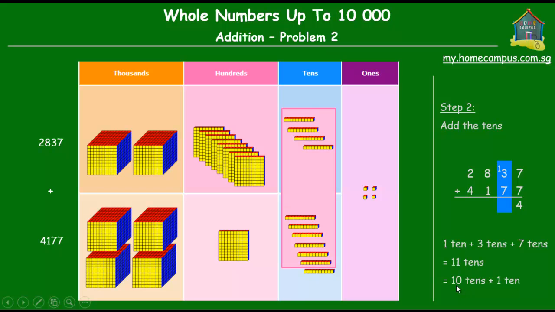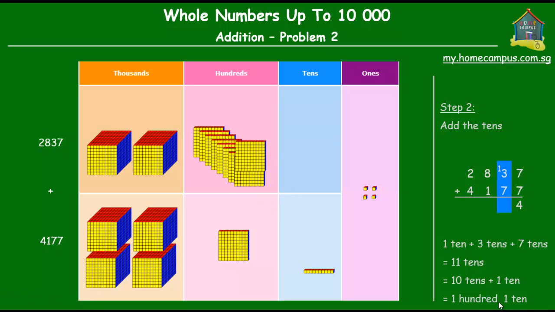So here's what we do. We regroup the 10 tens into 1 hundred. So 10 tens plus 1 ten is equal to 1 hundred and 1 ten. That 1 hundred we carry over to the hundreds column. Now let's look at our working over here. 1 ten plus 3 tens plus 7 tens gave us 11 tens. We regrouped them and got 1 hundred and 1 ten.